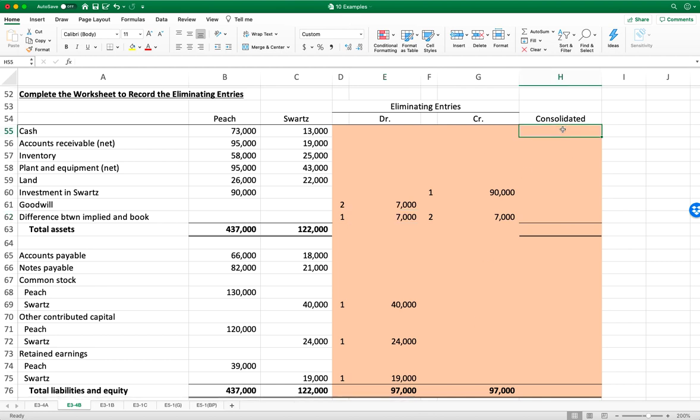So to get to our consolidated column, what we're going to do is add our parent to our subsidiary. And then on the asset side, we know anything in the debit column is going to increase assets. So we're going to add anything in the debit column, and we're going to subtract anything in the credit column. We're going to do that for all of our assets and then sum them up.